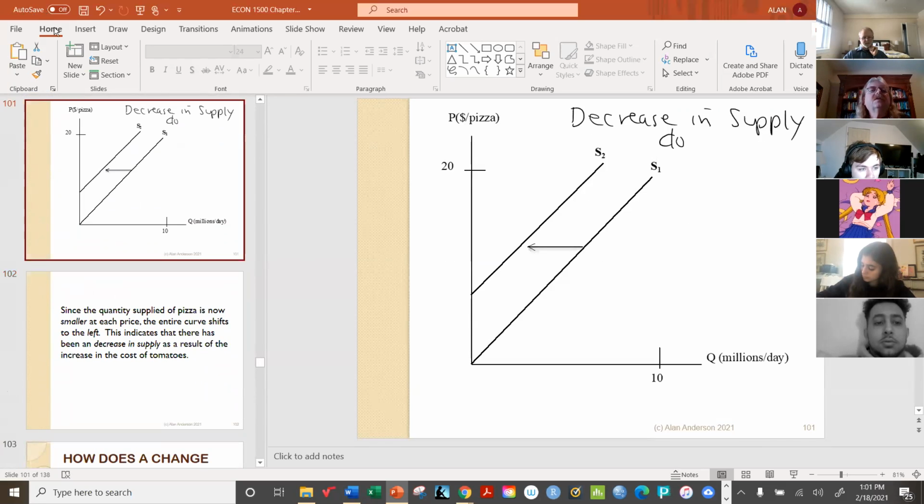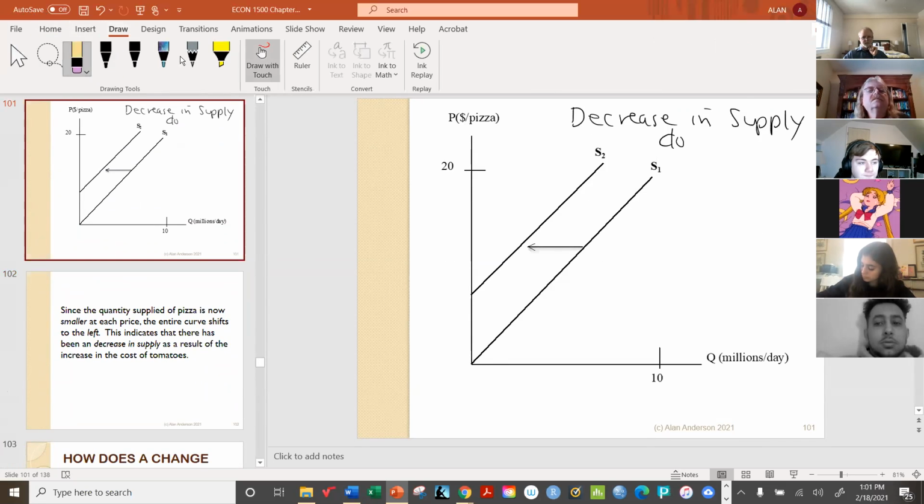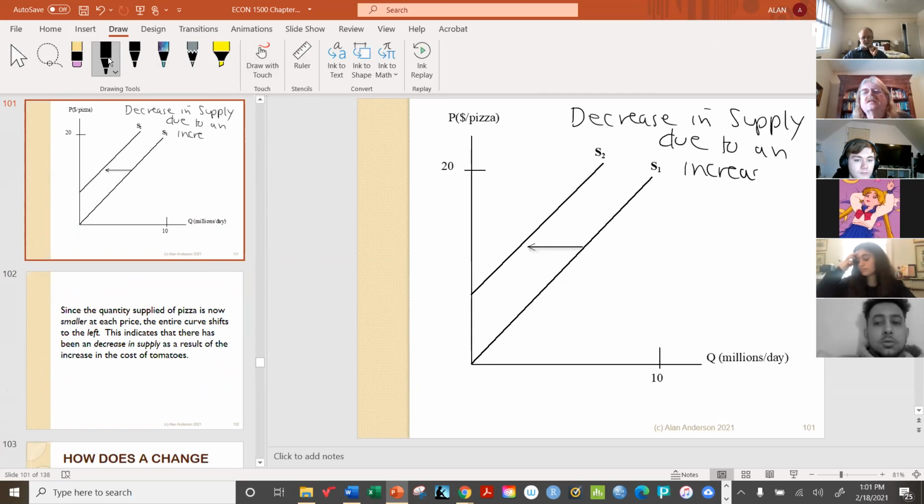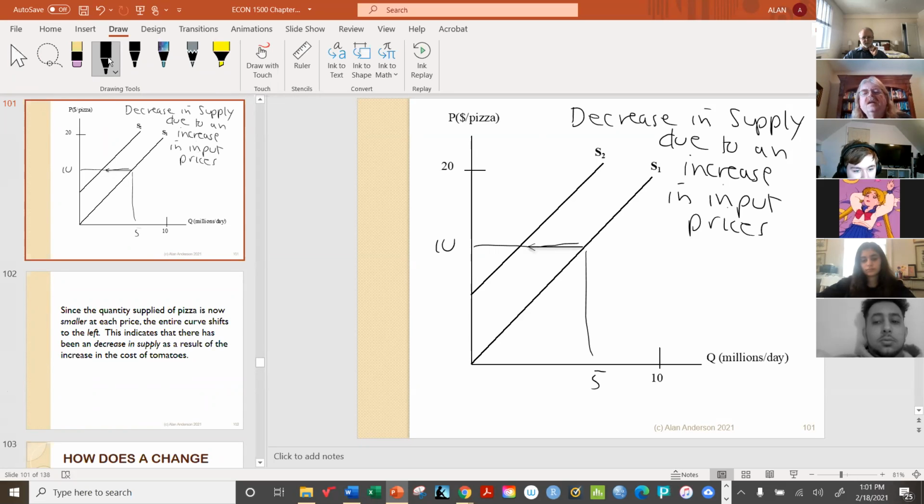Here we go. Due to an increase in input prices. And now, for example, at a price of 10, whereas we previously were willing to make 5 million pizzas, now we're only willing to make 3.